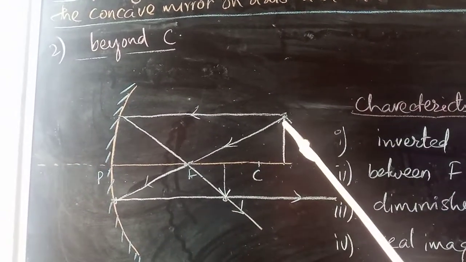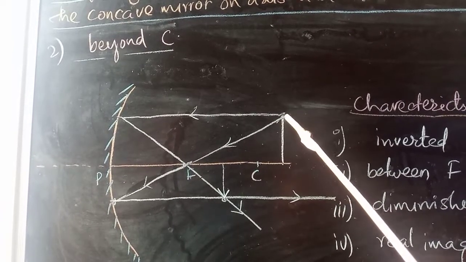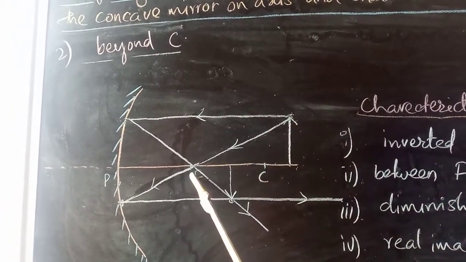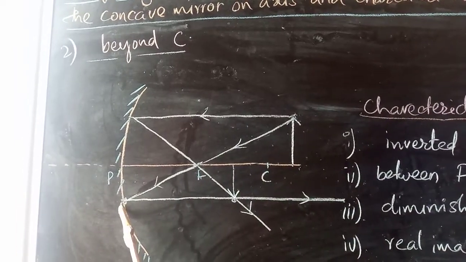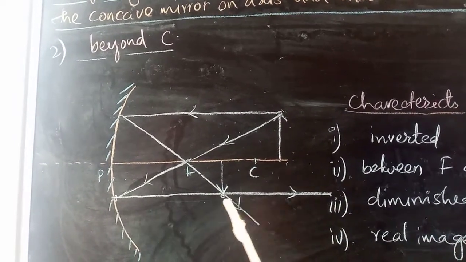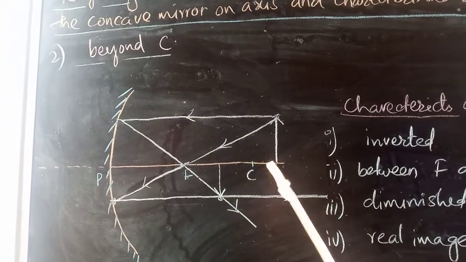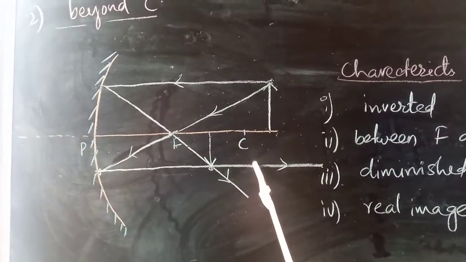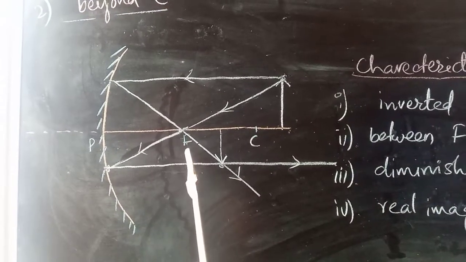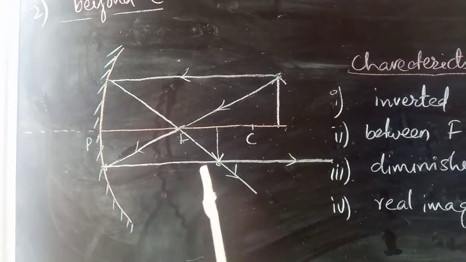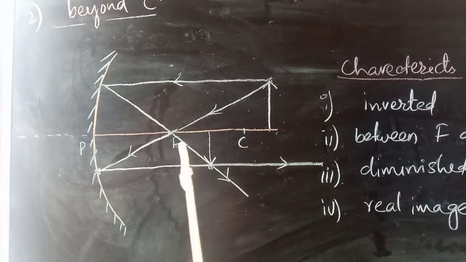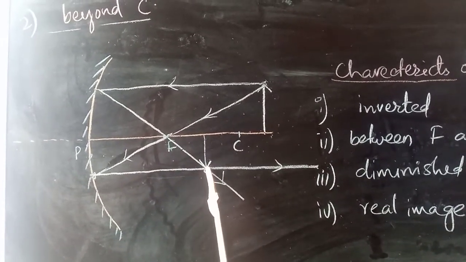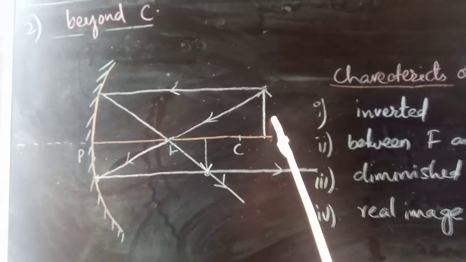And the second ray, an incident ray, also coming from the tip of the object, goes through the focal point and meets the concave mirror, and it is reflected parallel to the axis. So this is the second rule. Now you can observe here in the diagram, these two reflected rays will meet at a point in between F and C. So here the image of the actual object will form.